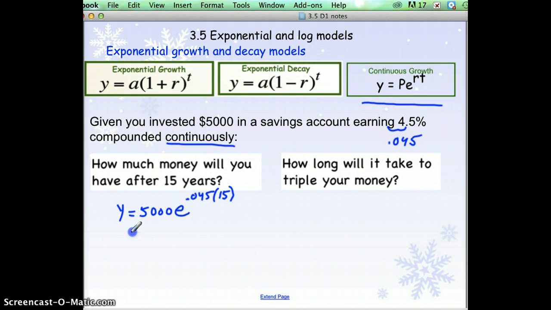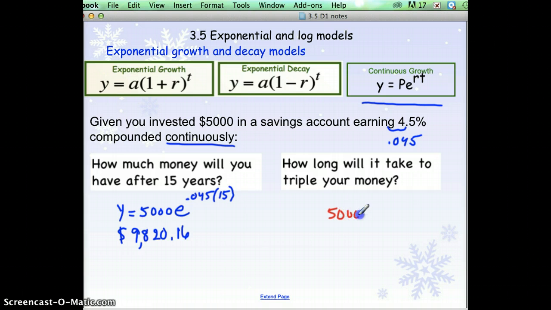Okay, so I got 9,820.16, and it's money, so put the dollar symbol. So $9,820.16. Okay, did you get the same thing? I hope so. Okay, the next question says, how long will it take to triple your money?